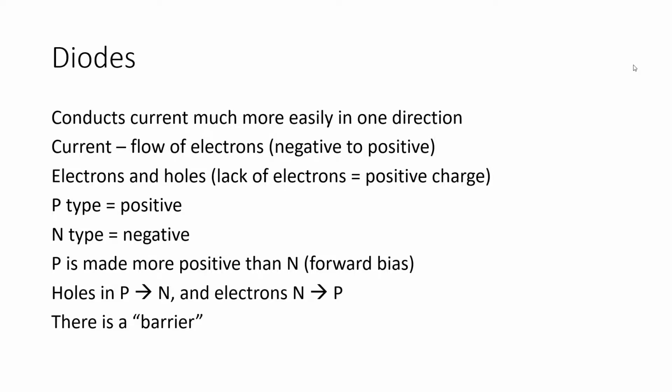Now, if you remember, the definition of current is the rate of flow of charge. In this case, it's the flow of electrons from negative to positive. For a diode, there's something called electrons and holes. Because silicon is a semiconductor, you need to do some doping in order to induce a current.